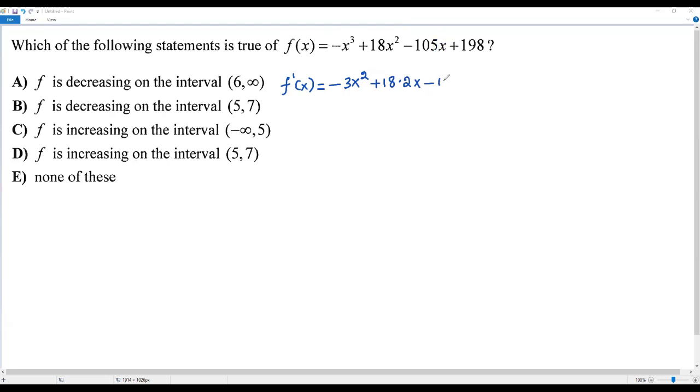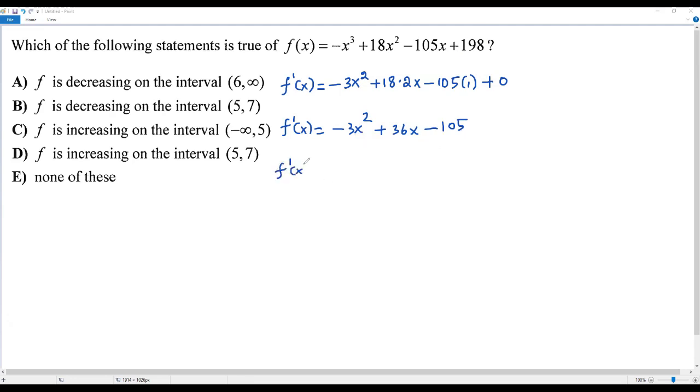Again, there is a constant 105 multiplied by the variable. Since we find the derivative, I keep this constant as it is. The derivative of x with respect to x is just 1. Positive 198 is just a constant, not multiplied by any variable, so the derivative of a constant becomes 0. Now let's do some simplification. f'(x) equals negative 3x squared plus 18 times 2x, which is 36x, minus 105 times 1, which is just 105. Now we can factor the expression we have here.